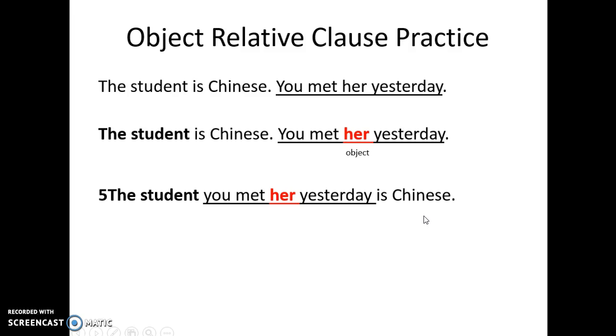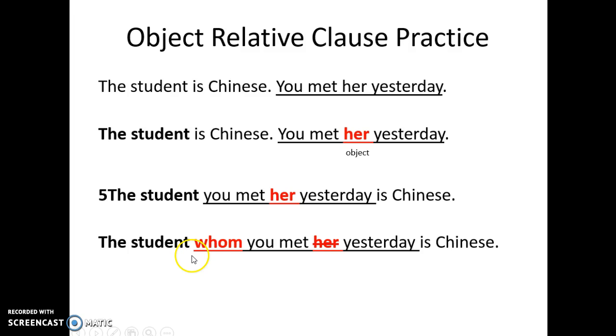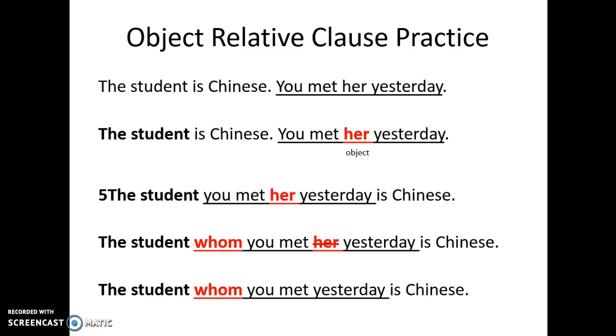The student, you met her yesterday, is Chinese. So we want to combine these two sentences, but we still have the object. We need to get rid of it. We need to use a relative clause to connect the second sentence to the first sentence. So we come up with the student whom you met yesterday is Chinese. So we have all the parts of the original sentence here, but we just moved the object right after the student, and we leave the rest of the sentence. So when we get a complete sentence, we have the student whom you met yesterday is Chinese.